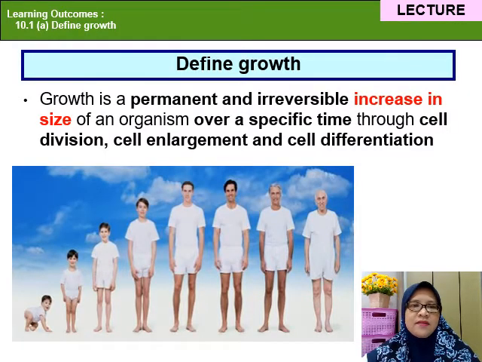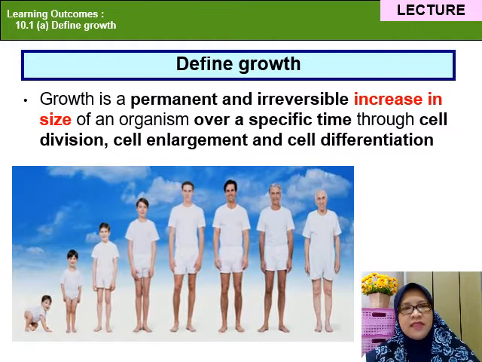What is growth? Growth is a permanent and irreversible increase in size of an organism over a specific time through cell division, cell enlargement, and cell differentiation. What is cell division? Cell division is the process by which a parent cell divides into two or more daughter cells. In cell enlargement, there is an increase in the volume of cytoplasm and the cell organelles. Without cell enlargement, no organism can continue to grow.